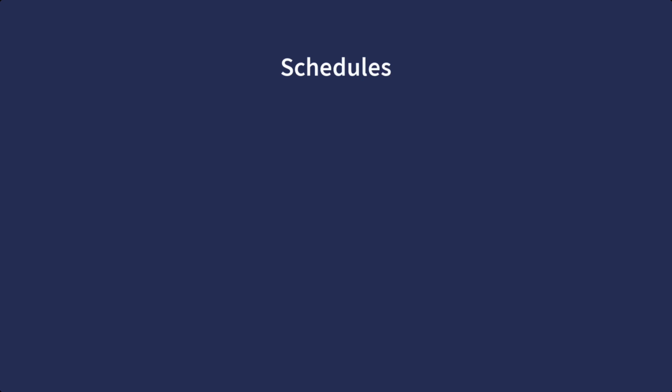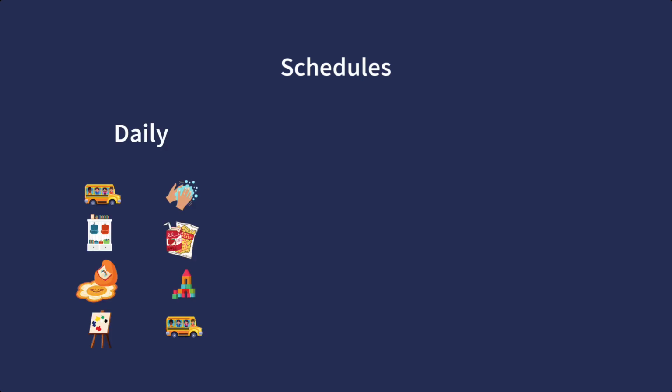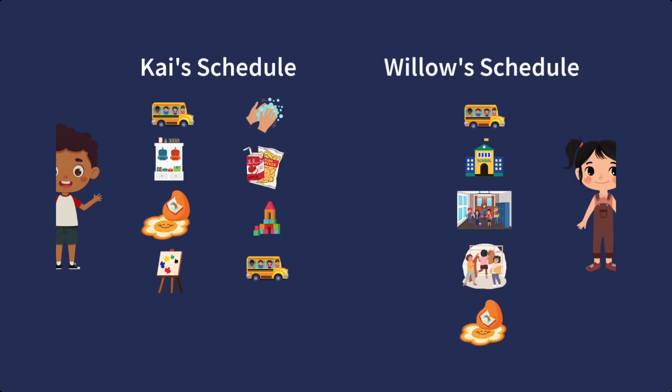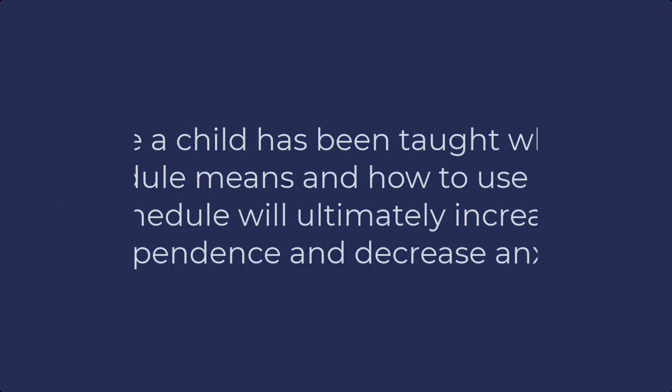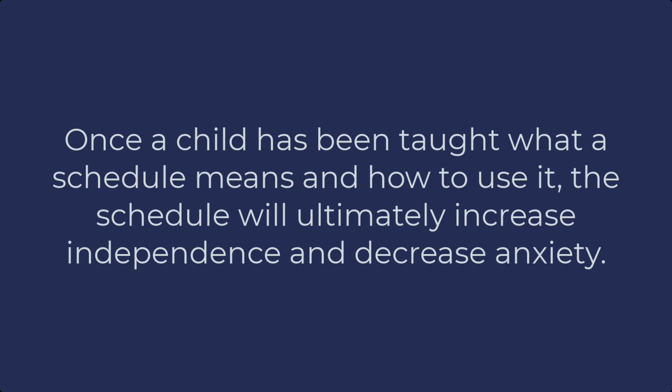A schedule can show a child many events throughout their day, or it can show a child what will happen throughout a small portion of their day. Because needs will vary among children, each schedule should be tailored to the child's needs. It is possible that a child will need a variety of schedules to understand what to do throughout the day and week. Once a child has been taught what a schedule means and how to use it, the schedule ultimately will increase independence and decrease anxiety.